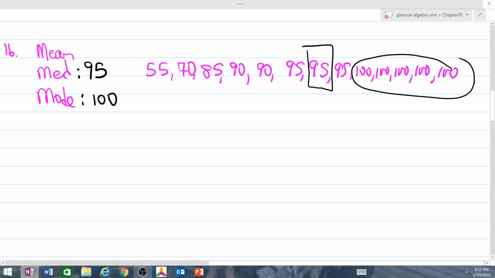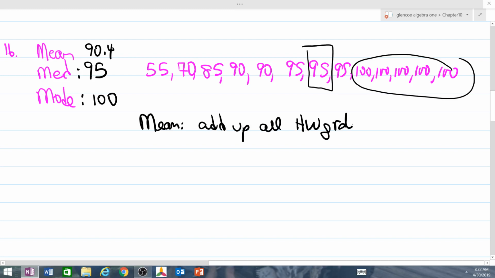To find the mean, we add them all up and divide by how many numbers are in the data set? 13. So let me just see if I did this right. I think I did. I got 90.4. Okay. To find the mean, add up all homework grades and divide by 13. Does anybody have a question on that one?